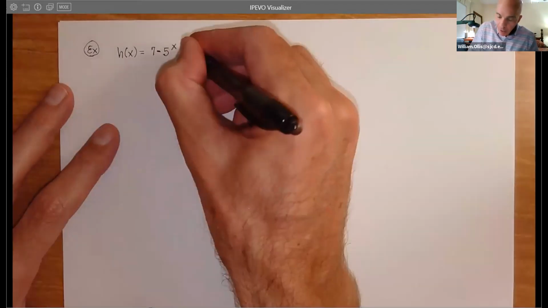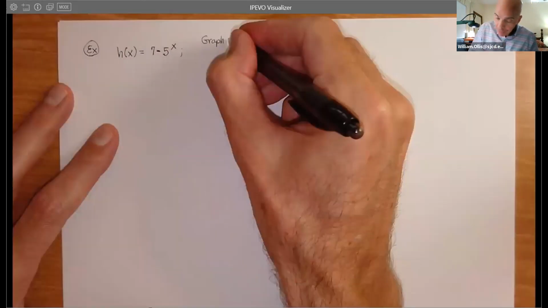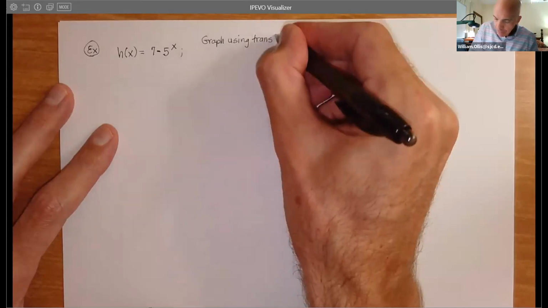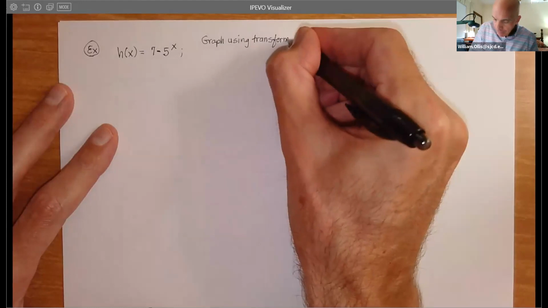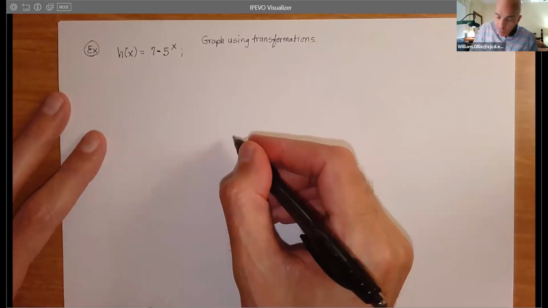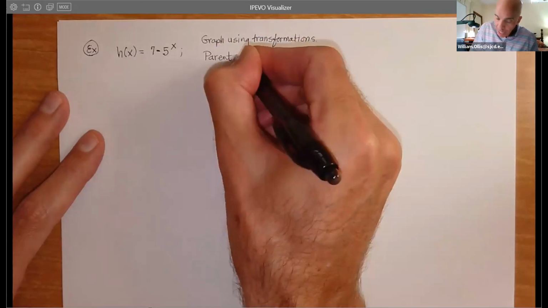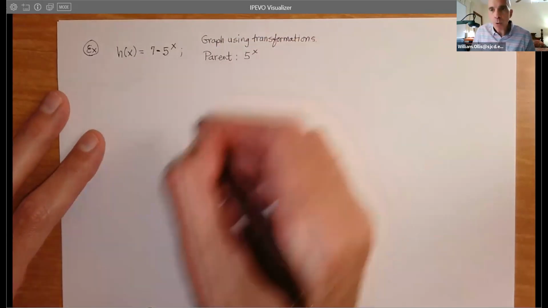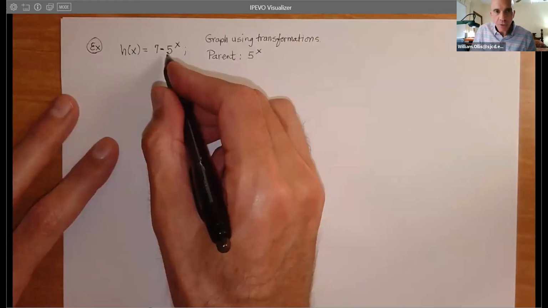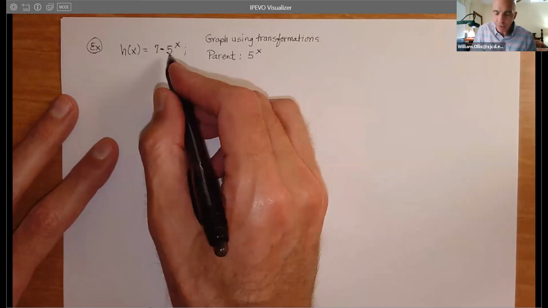So I'll just say graph using transformations. So we want to graph using transformations. So now what we see is the parent. The parent is our standard exponential 5 to the x, and we know what that looks like. So what we want to do is break this down just like we've done the others. And so you can make these up. We can be much more complicated or even easier.